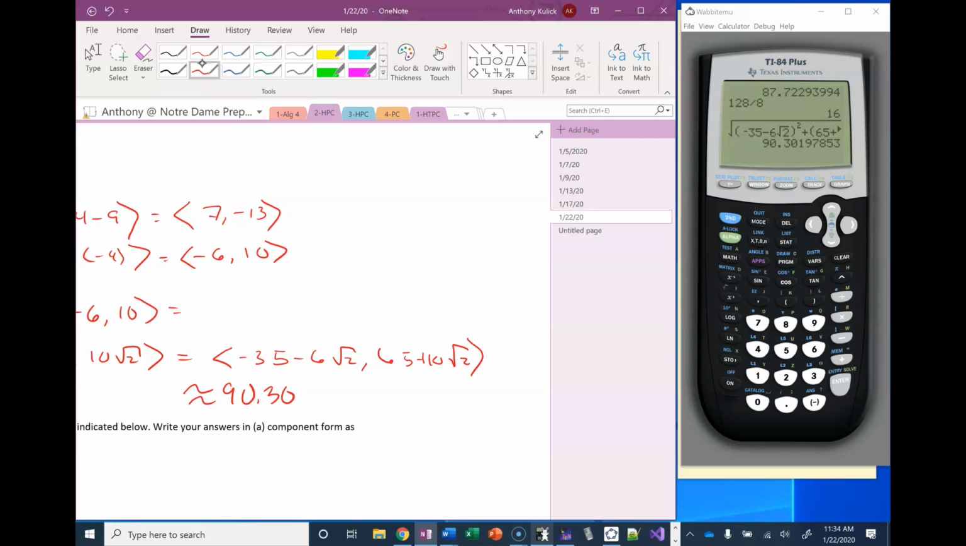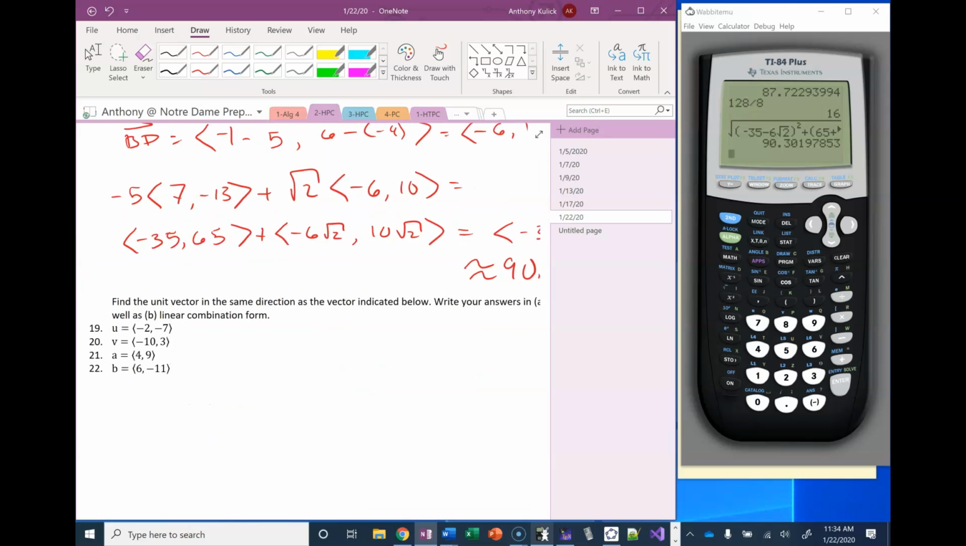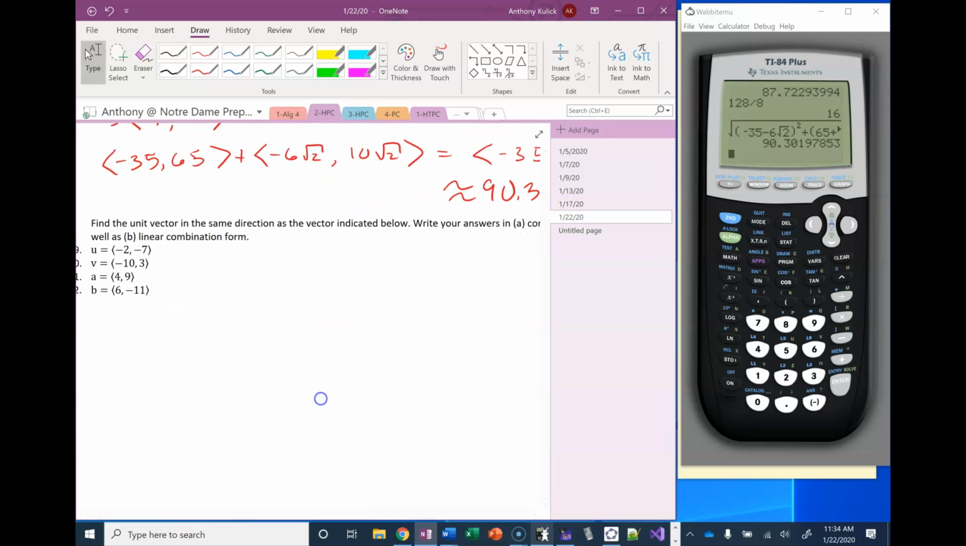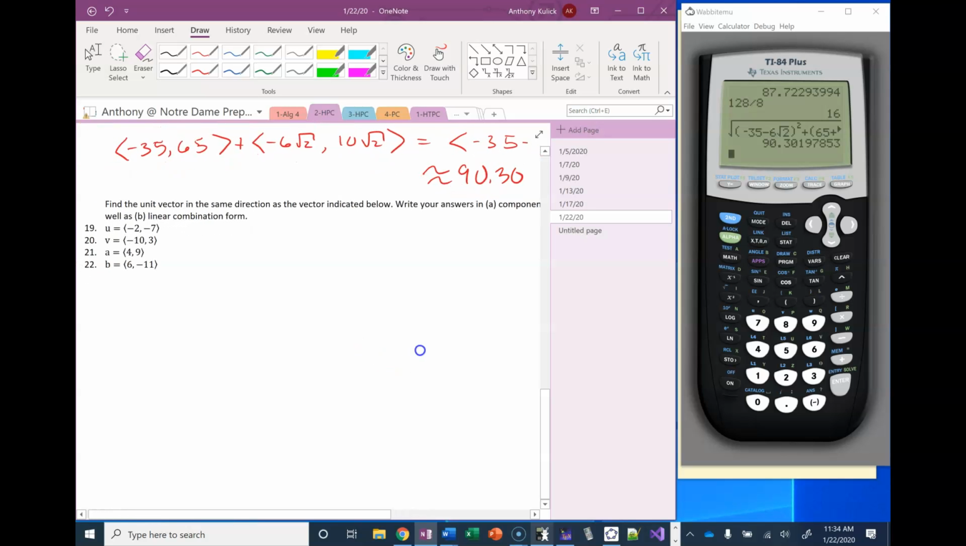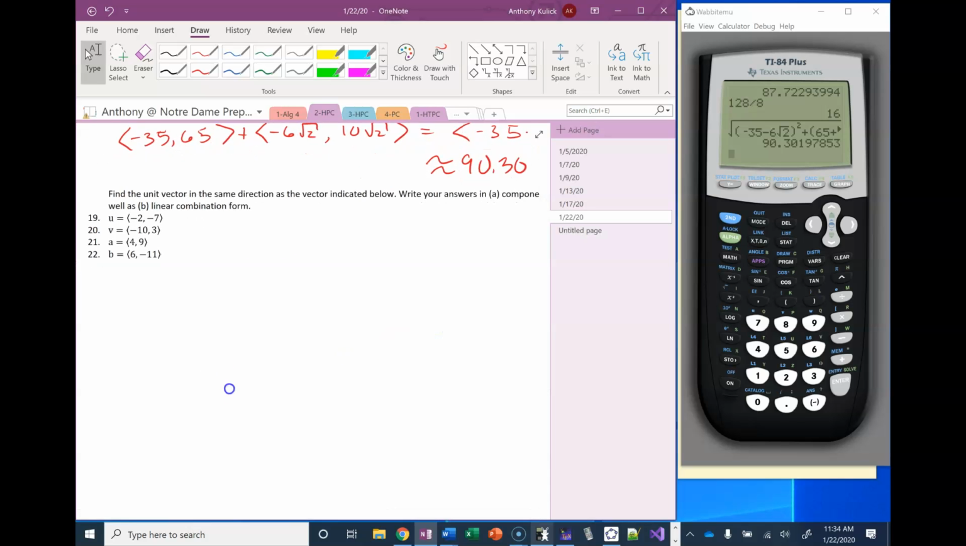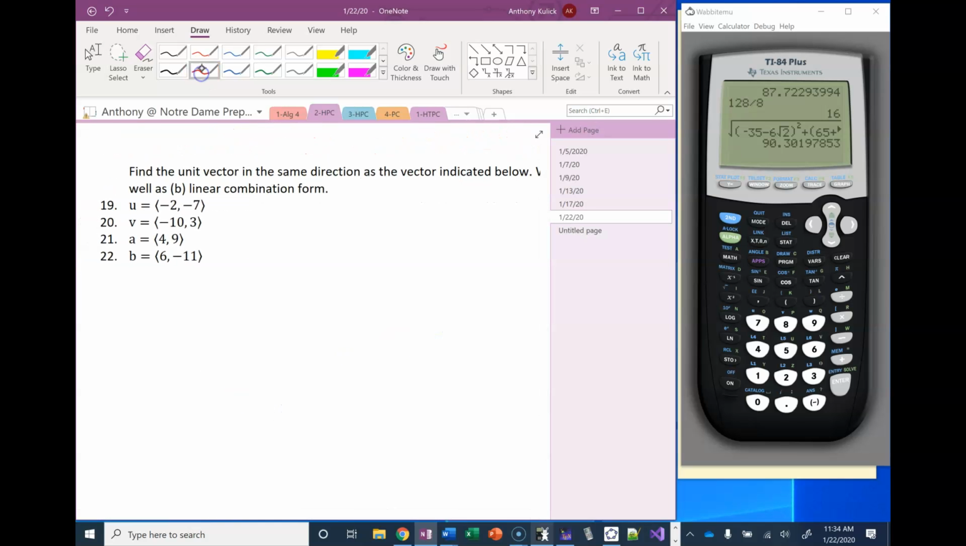Sid? 22? So it says find the unit vector in the same direction as the vector listed. Write your answers in component form as well as linear combination form. Okay. So I know that my unit vector is going to be 1 over the magnitude of vector v times vector b.